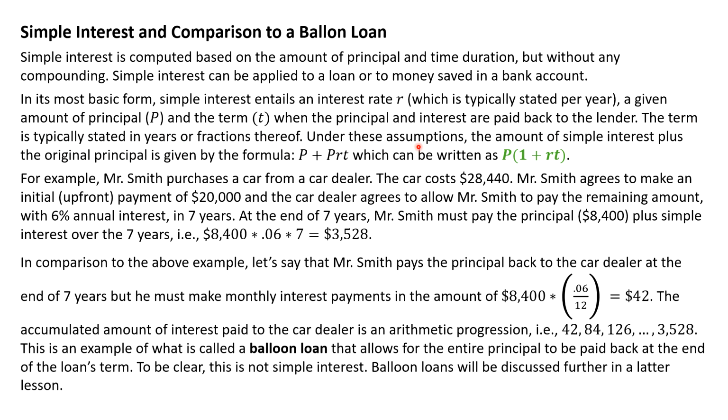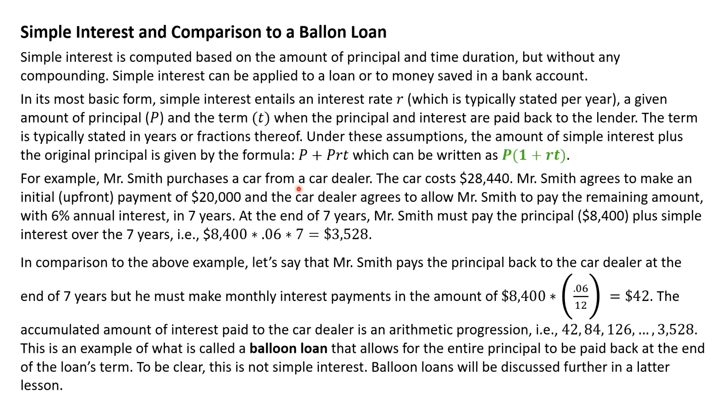Under these assumptions, the amount of simple interest plus the original principal is given by this formula here. So P is the original amount, and then you have to multiply P times the simple interest rate and the time interval. And you can also factor P out of that and get this formula here that I have in green. So let's look at a particular example.